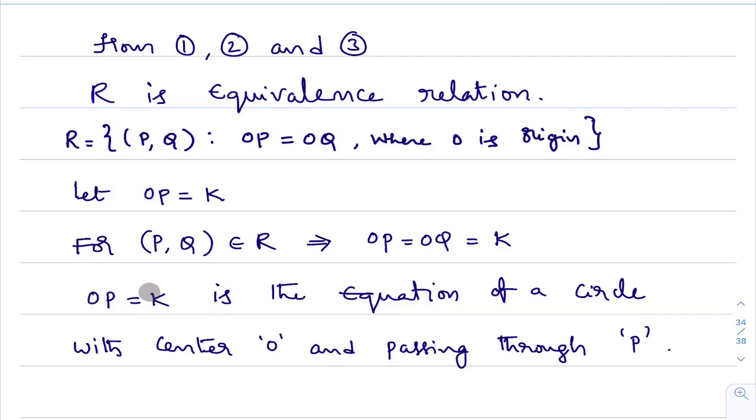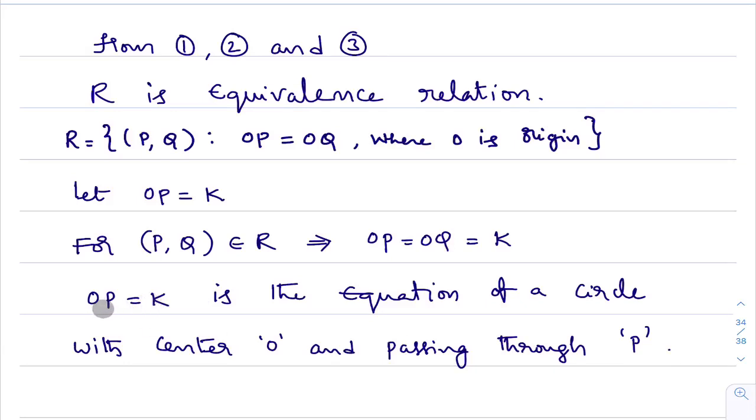You try to understand what I am trying to say. OP equal to K is the equation of the circle with center O and passing through the point P. Or else you do one thing, take O as (0, 0), point P as (x, y), then K is a radius. OP equal to K. When you calculate, what will you get?